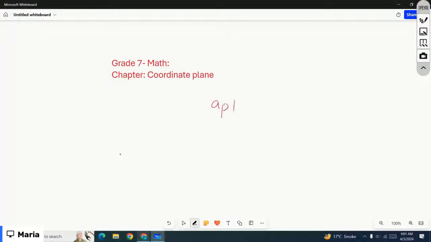You can find all the lessons on aplusstudents.com. You have to log in there using your email address, and the password is provided by the administrator. Then you have to select math from the subject tab, scroll down to grade 7, and then click on view all lessons. There you can find a list of the chapters. We're going to start with the chapter coordinate plane.